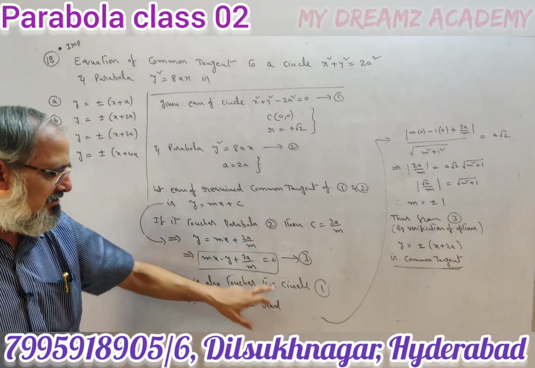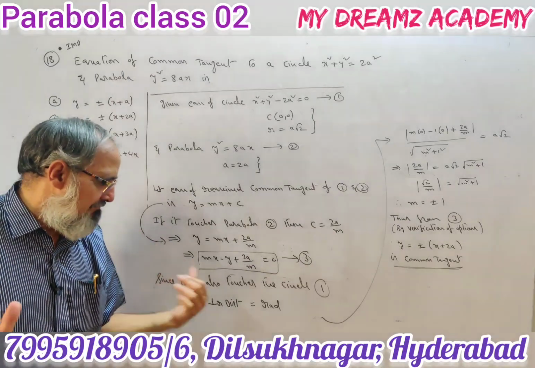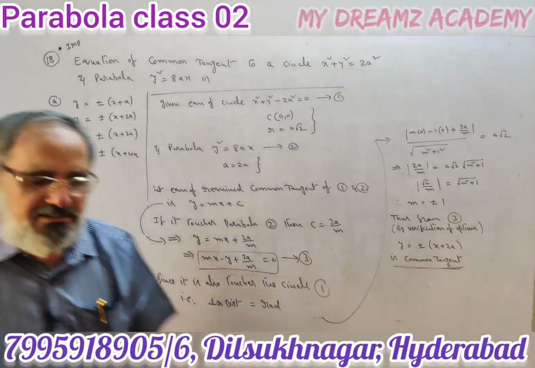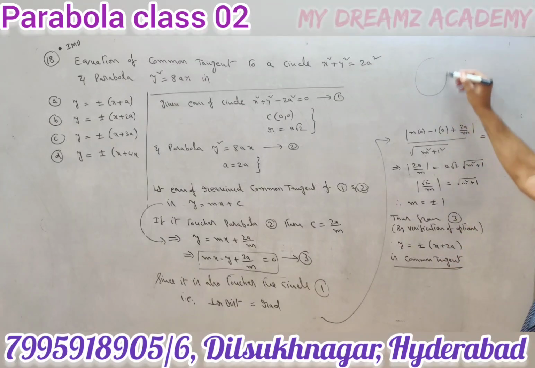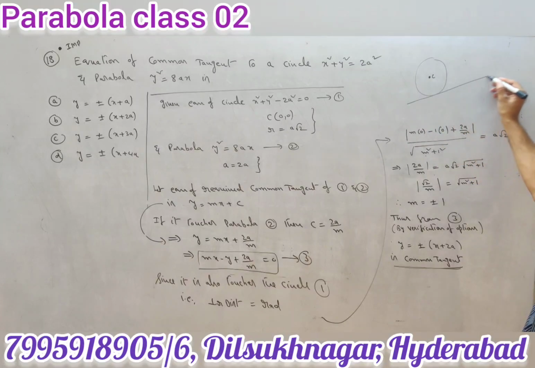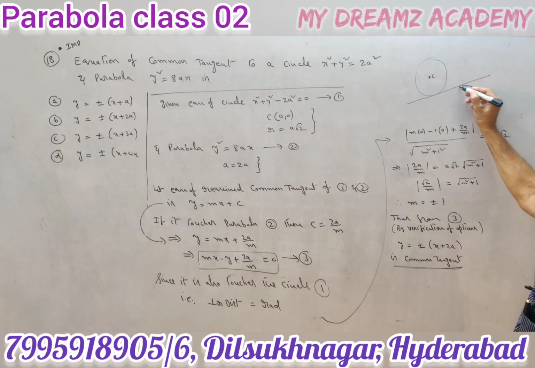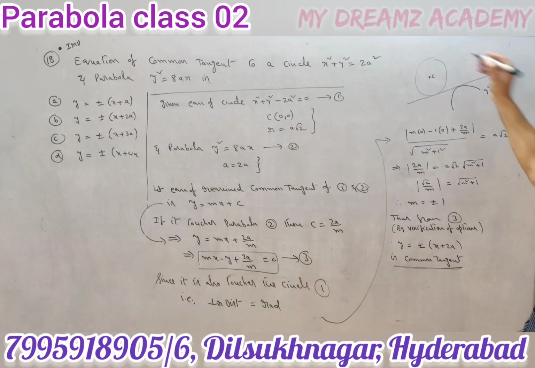Since it also touches the circle, what is the condition? For a line touching the circle, perpendicular distance equals radius. Perpendicular distance from where to where? Perpendicular distance from the center of the circle to the common line. Suppose I draw a parabola like this, y square equal to 4ax, roughly I am writing.